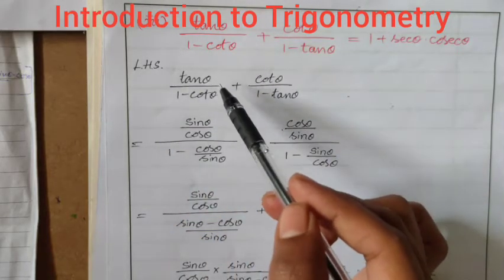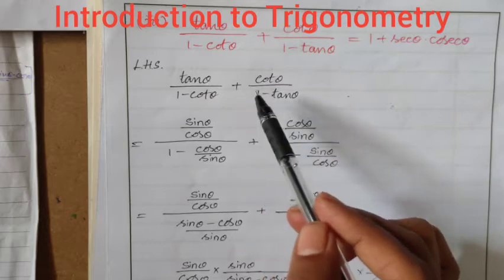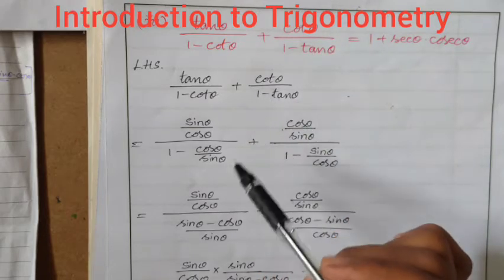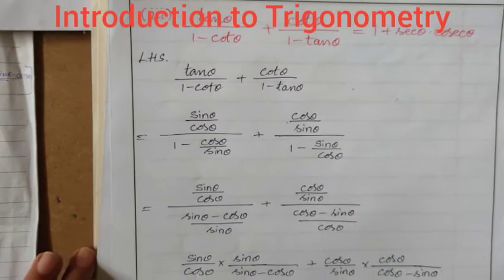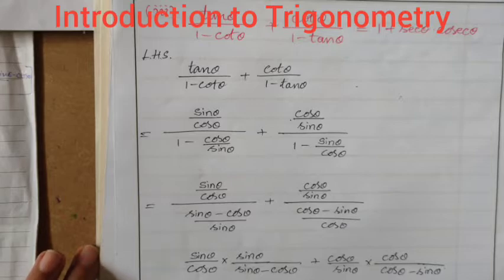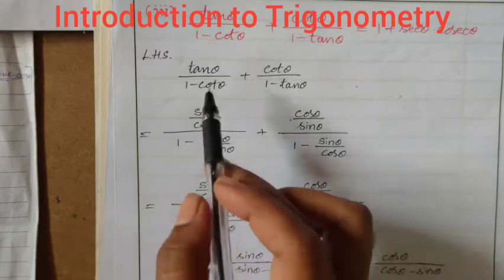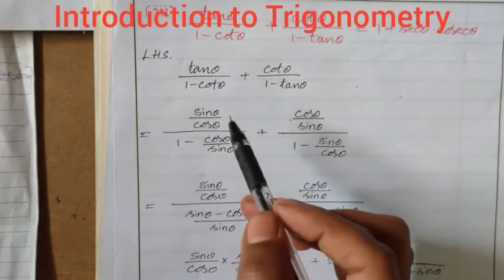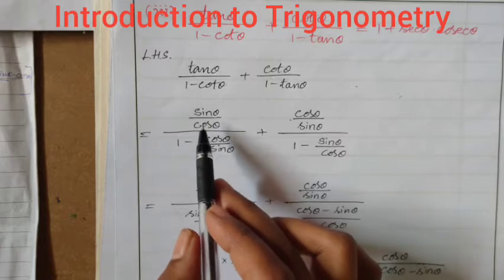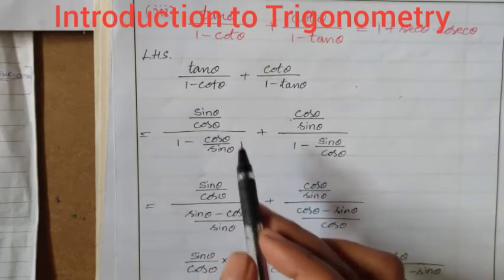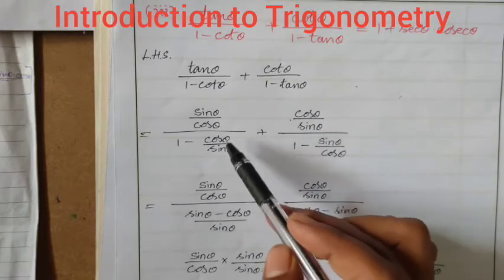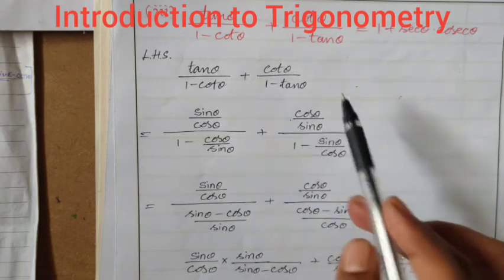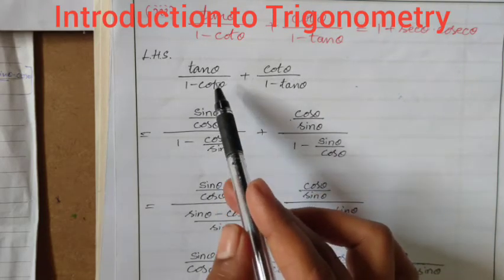I will take LHS. Tan theta divided by 1 minus cot theta plus cot theta divided by 1 minus tan theta. Here you can observe the question LHS carefully. Only I change the values of tan theta and cot theta. What is the value of tan theta? So tan theta can be written as sin by cos theta. Here cot theta can be written as cos theta by sin theta. Sin by cos is tan, cos by sin is cot.